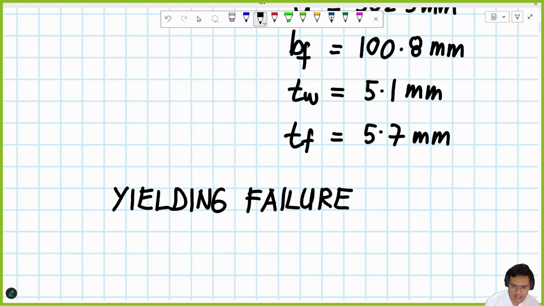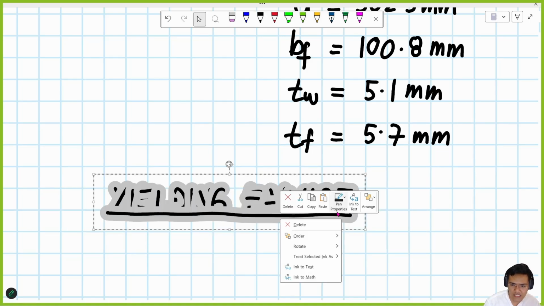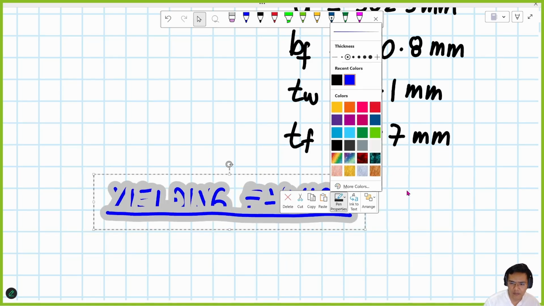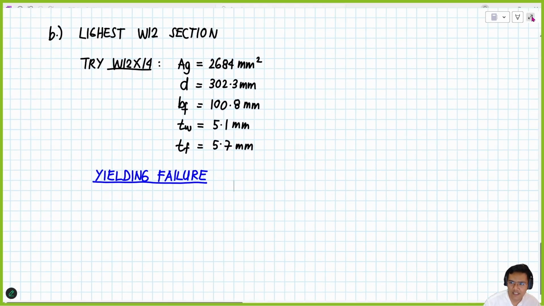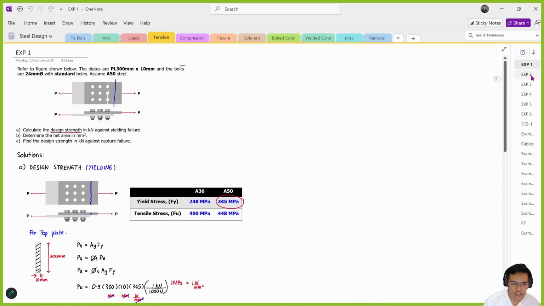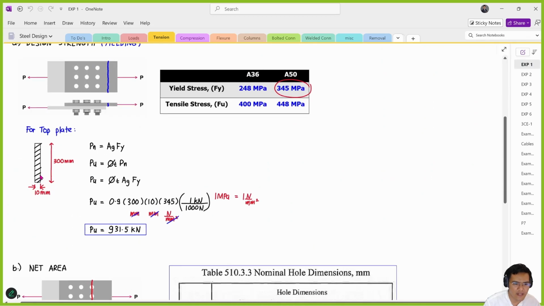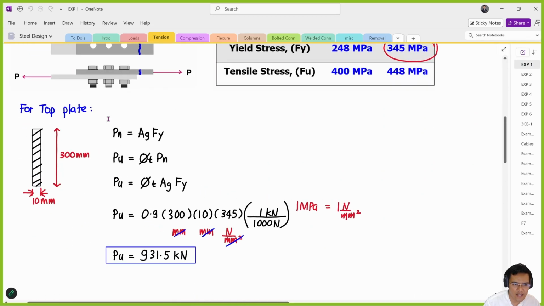Ano ba yung strength niya? Mas mataas ba dun sa demand? Or mas mababa, okay? So, yun yung first step. Sa yielding ka muna mag-check. Huwag ka muna mag-rupture kasi mas mahirap yun. Sige, yielding failure tayo pagdating sa design ng LRFD. So, might as well use kung ano yung mga na-define natin nakaraan, okay? So, gamitin na natin to para mabilis tayo.